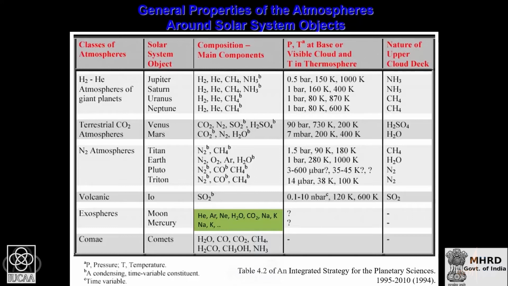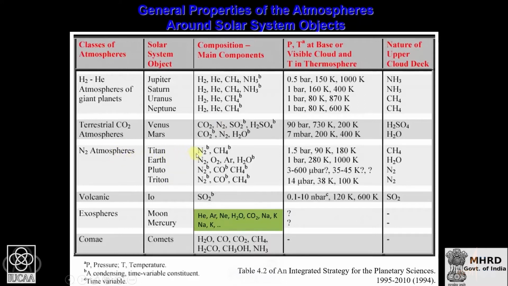The first one is the outer planets, which we call giant planets, and which are dominated by hydrogen and helium. So, Jupiter, Saturn, Uranus and Neptune have a similar composition dominated by hydrogen and helium, but they do have a significant amount of methane and ammonia. The second one is of course the terrestrial planets Venus and Mars, dominated by CO2, but the second dominant gas is N2. Then we have N2 dominant atmospheres like Titan, Earth, Pluto and Triton.